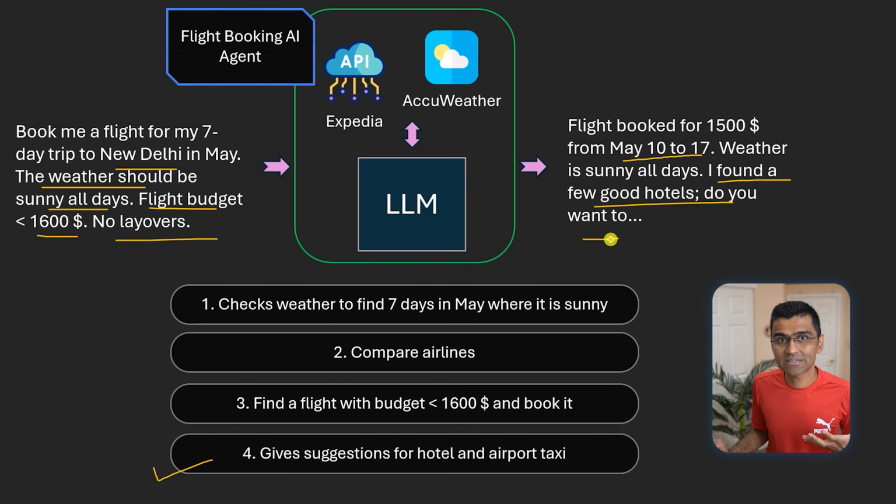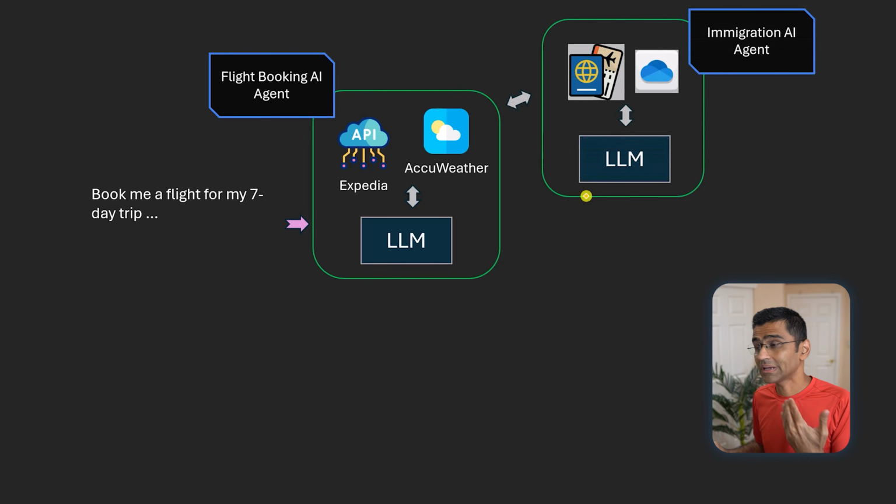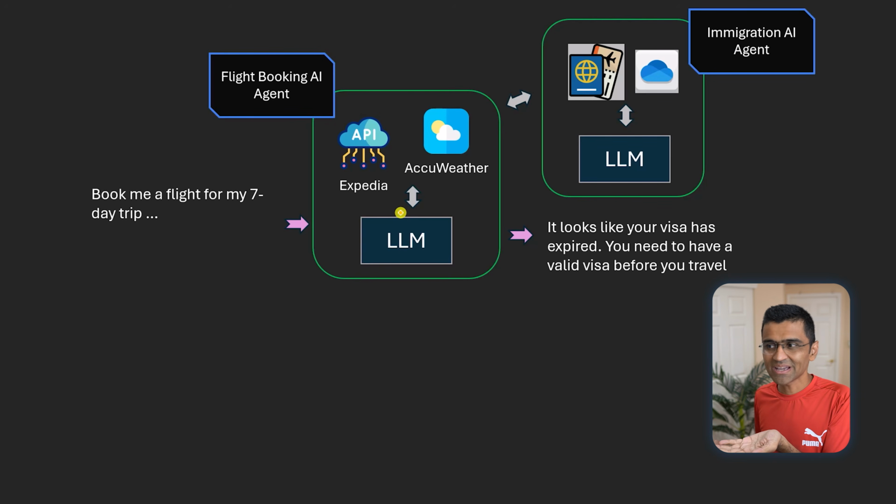You can also have a system with multiple agents. For example, you have a flight booking agent, but let's say if you're traveling to India, if you're not an Indian citizen, you have to take a visa, right? So you can have an immigration AI agent, which you can connect to your OneDrive. You can have your passport, your immigration document there, and this LLM can access it, and it can tell you that, hey, you don't need to have a visa. Okay, forget about booking the flight ticket. You first need to get the visa.